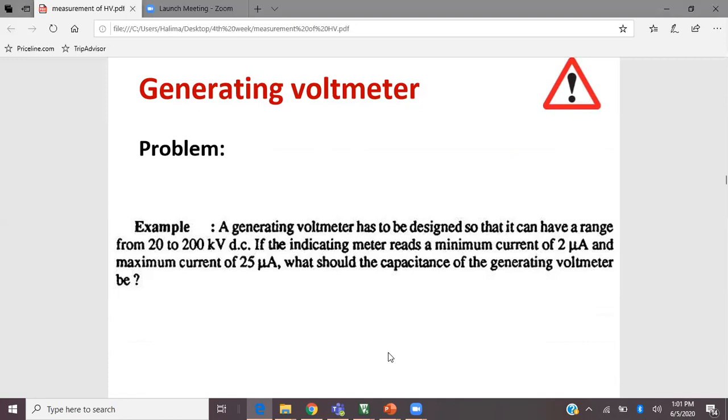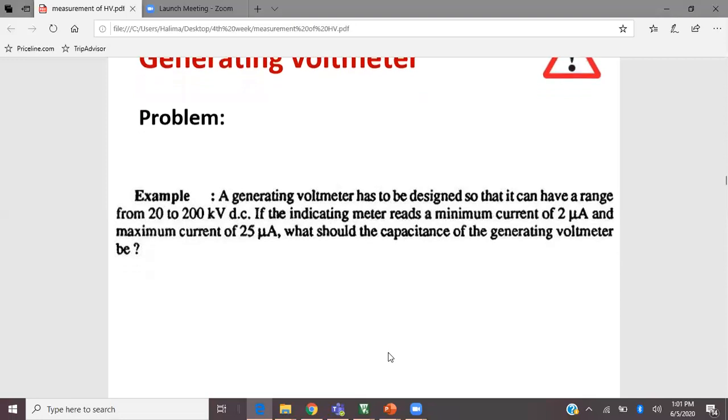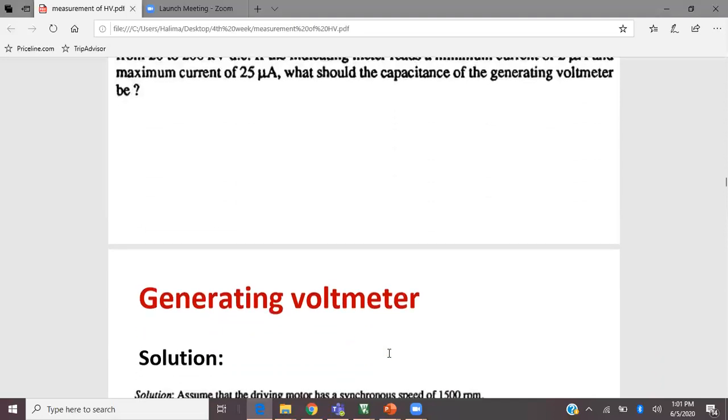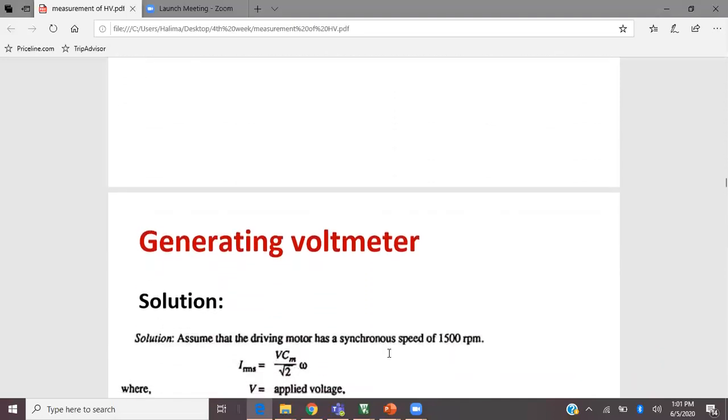तो कैसे करेंगे ये? सबसे पहले तो आपको पता होना चाहिए कि आपने करंट अगर फाइंड आउट करनी है, या कैपेसिटेंस फाइंड आउट करनी है, तो सबसे पहले आपके पास करंट का फॉर्मूला है जो आपने डिस्कस किया ऑलरेडी, which is equal to IRMS is equal to V Cm omega over √2. This is the formula. Assume that the synchronous speed is 1500 RPM.